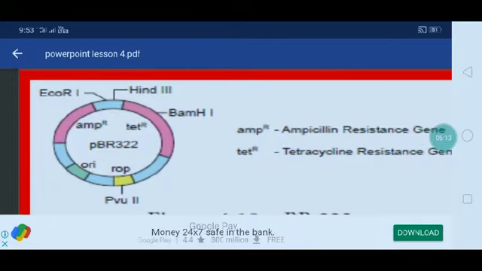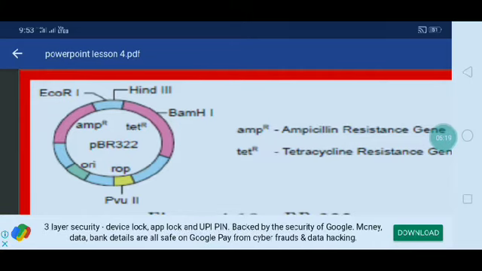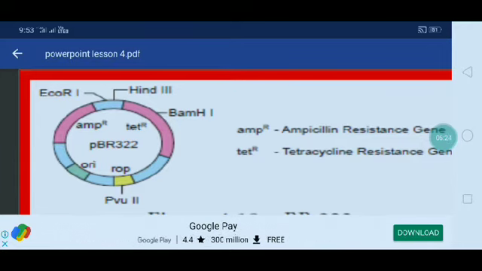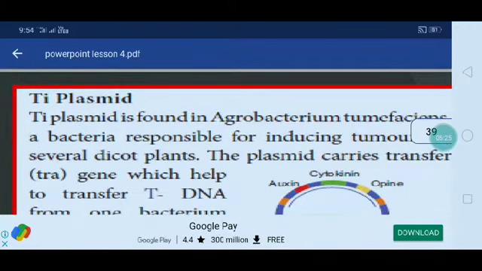You can see the pBR322. Here there are EcoRI, HindIII, BamHI, ampicillin, tetracycline, the origin of replication, and the replication proteins. These are there. Okay, the next one is the Ti plasmid.